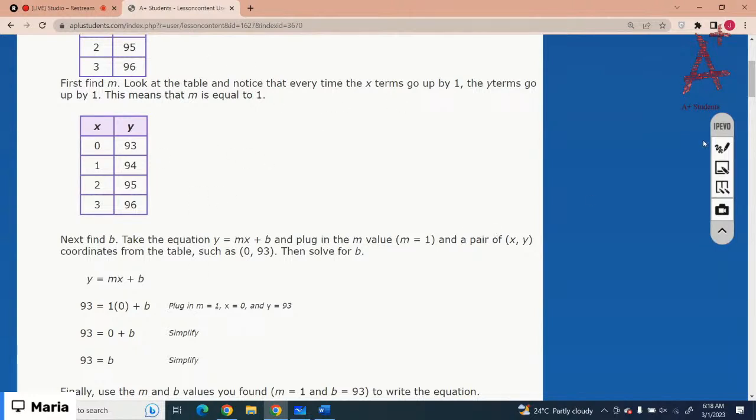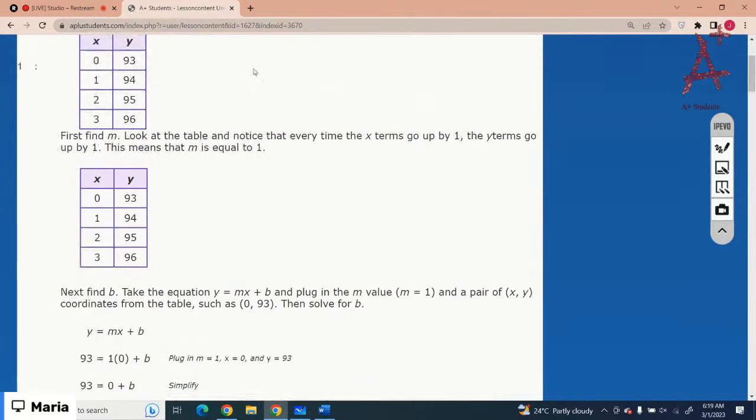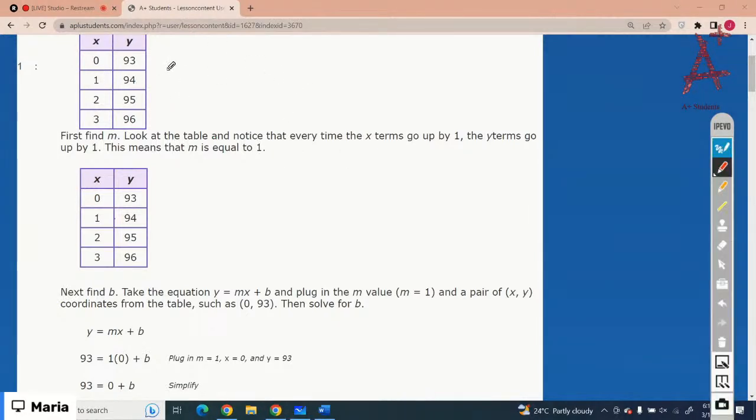And you can look at the table. Just look at the values. 93 plus 1, 94, 0 plus 1. The values are changing by 1 each time. Got it? Like from 93 to 94, you have to add 1. And here you have 0 plus 1. 94 to 95 plus 1, and 1 plus 1. So 1 over 1, 1 over 1 is 1. So the slope is 1.